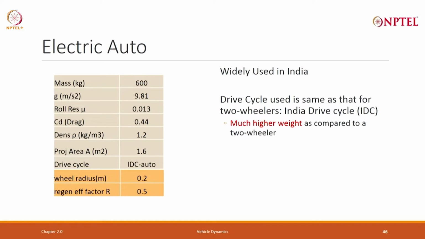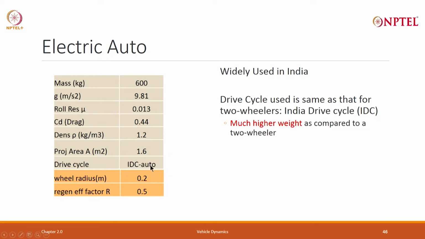Once we are able to build that, we can do things quite well. Let us now look at an auto. If I look at an auto, one of the major things is that the mass changes, the gross vehicle weight, because the number of passengers will be about 3 passengers plus the driver, and that itself will consume quite a bit. Then the vehicle gravity is going to be same, rolling resistance, drag, all these parameters we have seen. Air density is the same, 1.2 kilogram per meter cube, projected area is 1.6 meter square.